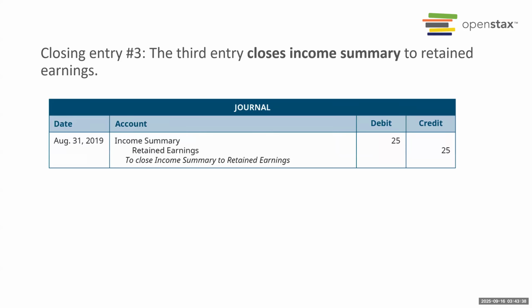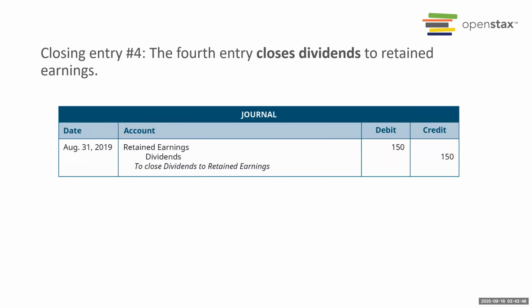Then we eliminate the income summary. Income summary is debited $25, and retained earnings is credited $25. The final entry is we close the dividend account. Retained earnings is debited $150, and dividends is credited $150.